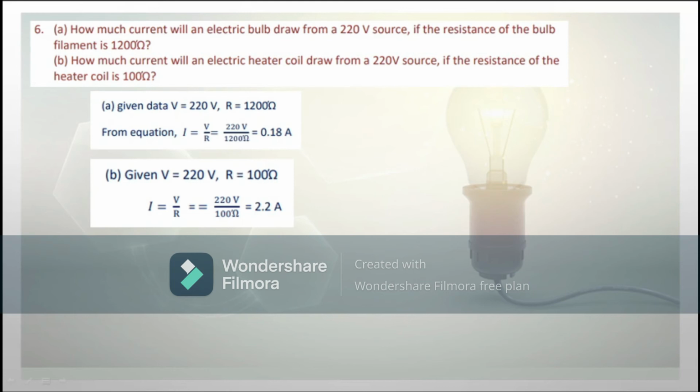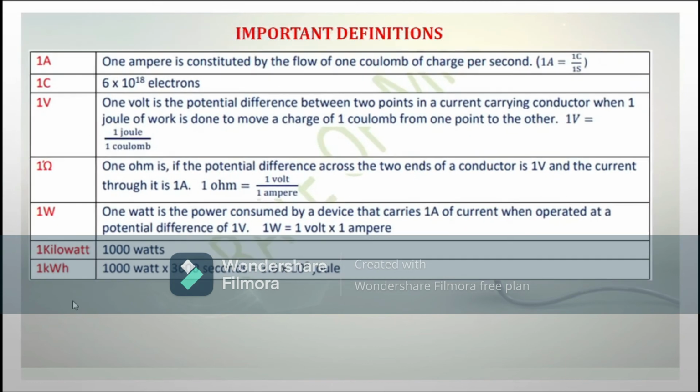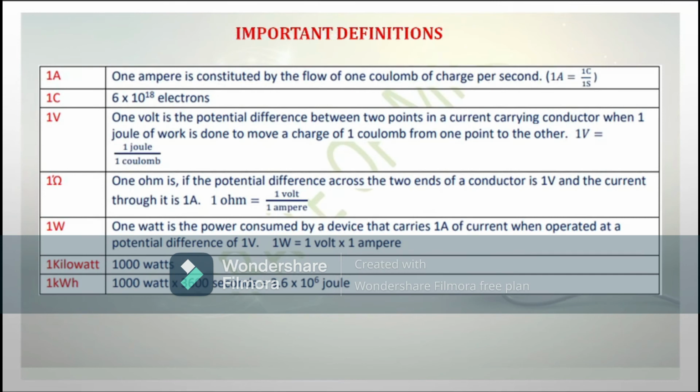So next I will take you to the next point, that is the SI units, and the important definitions also along with that. Here I am going to tell you the important definitions and also units.